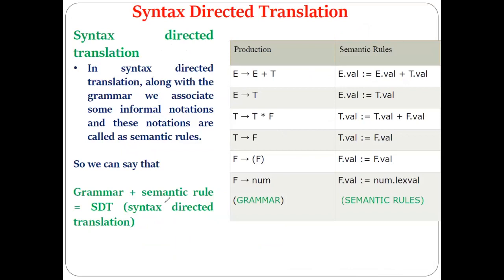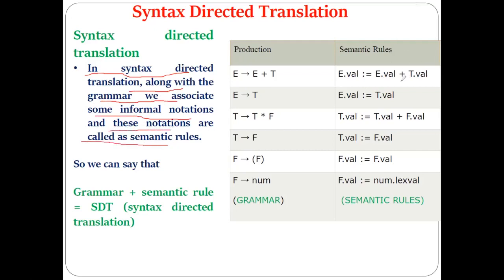Now if you want to get the modified parse tree, or the decorated parse tree, or the annotated parse tree, the first and most important thing that has to be done is that you need to perform changes in the grammar also. So we have the definition of syntax directed translation. Along with the grammar, as we have discussed previously, we have to associate some informal notation, and these informal notations are called semantic rules.